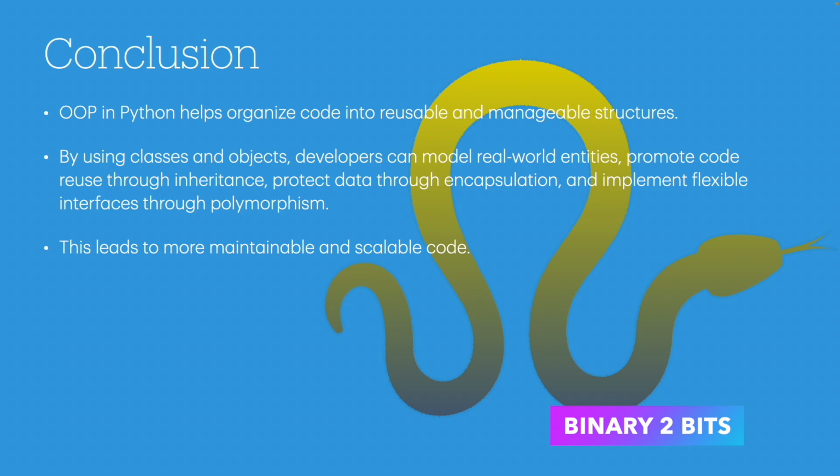OOPS in Python helps organize code in a reusable, manageable, and structured way. By using classes and objects, developers can model real-world entities and promote code reuse through inheritance, protect data through encapsulation, and implement flexible interfaces through polymorphism. This leads to more maintainable and scalable code. That's all about OOPS.